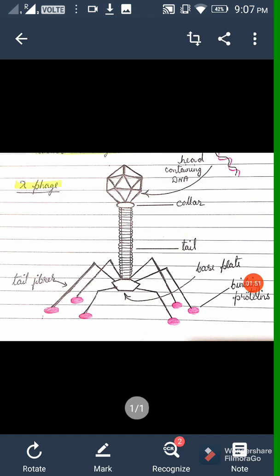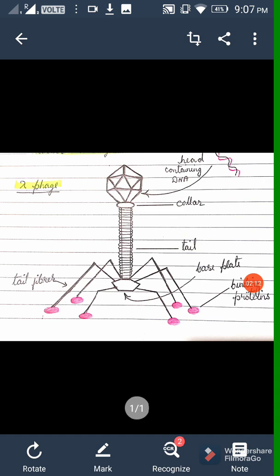Here also you can see the small DNA I had shown in this picture at the side, the head containing DNA. You can see the DNA molecule. It is actually a linear DNA, but it becomes circularized only inside the bacteria when it enters the host cell.